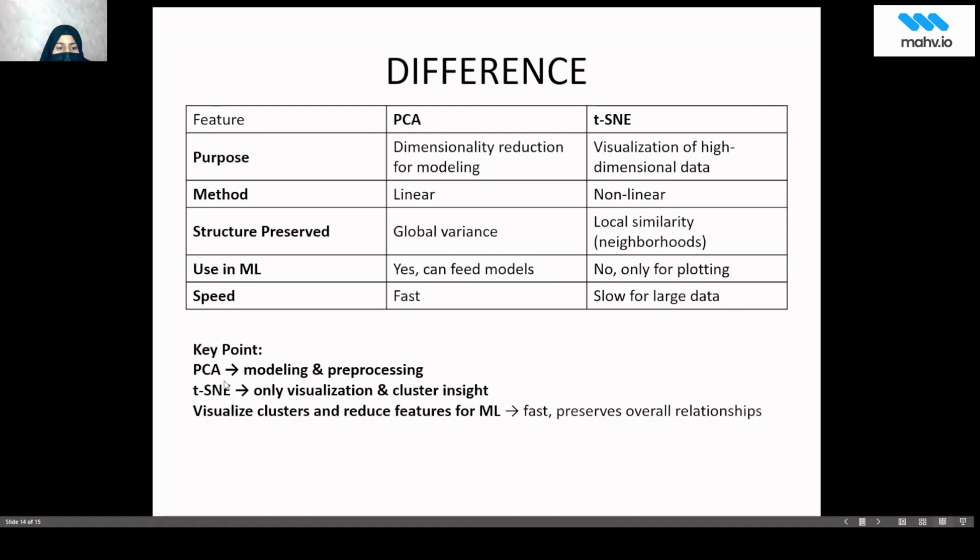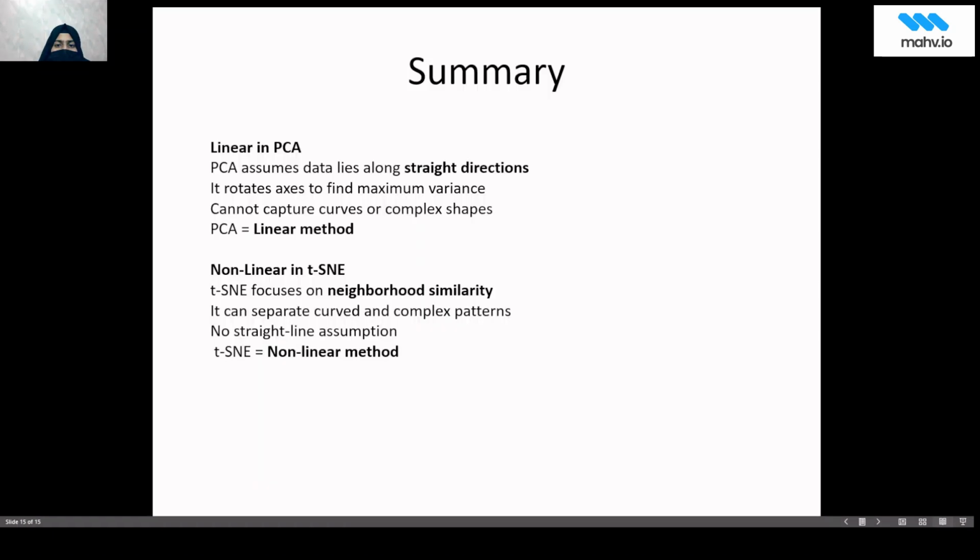So the key points are that PCA is for modeling and pre-processing, and t-SNE is for visualization and cluster insights. Visualizing data and reducing features, that is pre-processing and clustering, both are used in UMAP, which is faster and preserves overall relationships. So this is a summary about it.